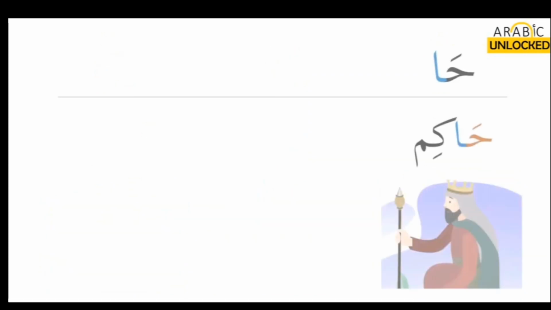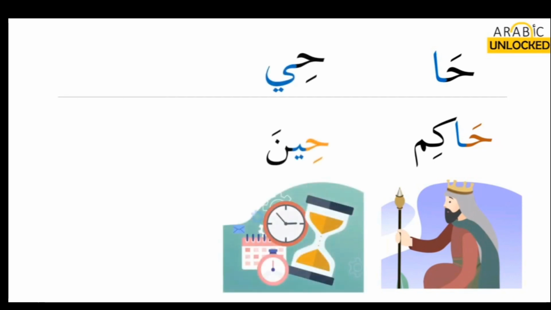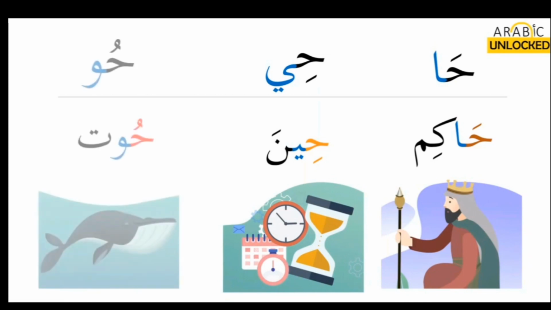With long vowels, the Ha is used with an alif, making a Ha sound in the word Hakim, which means ruler. With a Ya, it makes a He sound, like in the word Hina, which means at the time. And with a Waw, it makes a Hu sound, like in the word Hut, which means whale.